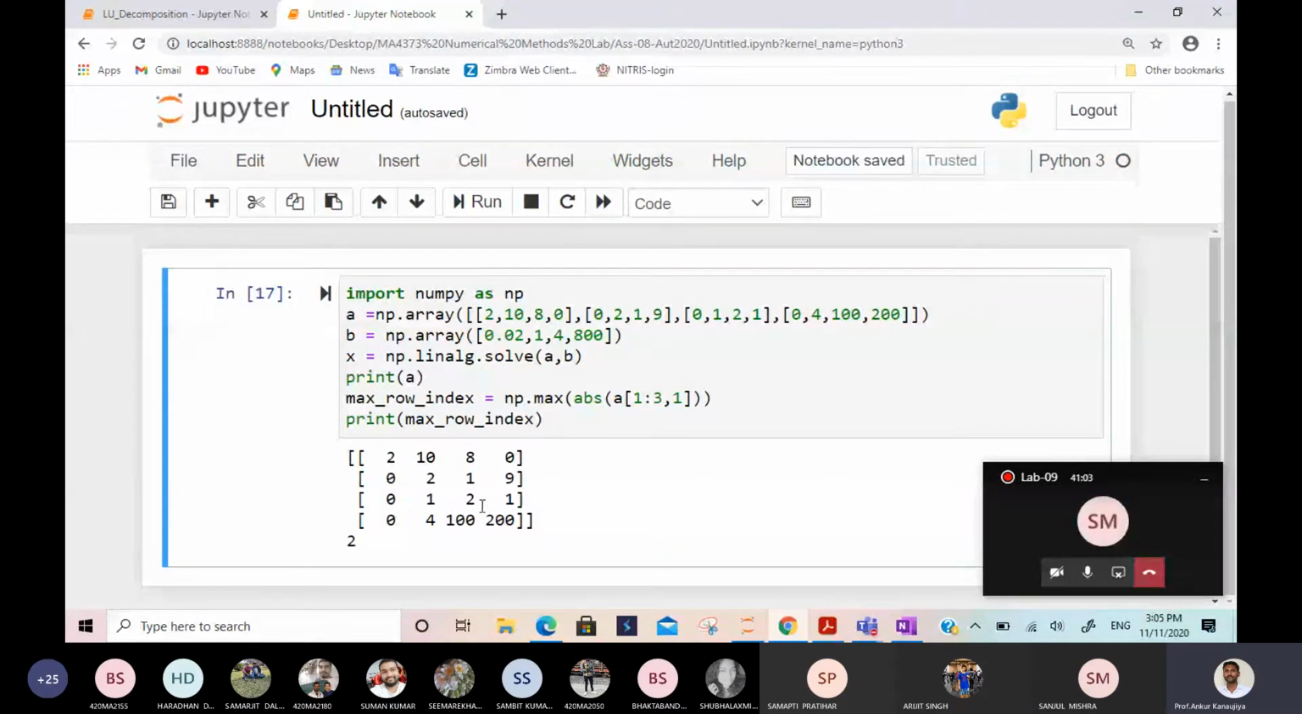So it is giving 2. That means it is not taking 4. So 1 to 3 means it will start from 1 and go up to 3 minus 1, it will go up to 2 only, right? This is the convention. So we have to write 4 here. Then it is giving 4. So A[1:4, 1] means row number 1, row number 2 and row number 3, and the comma 1 means column number 1.